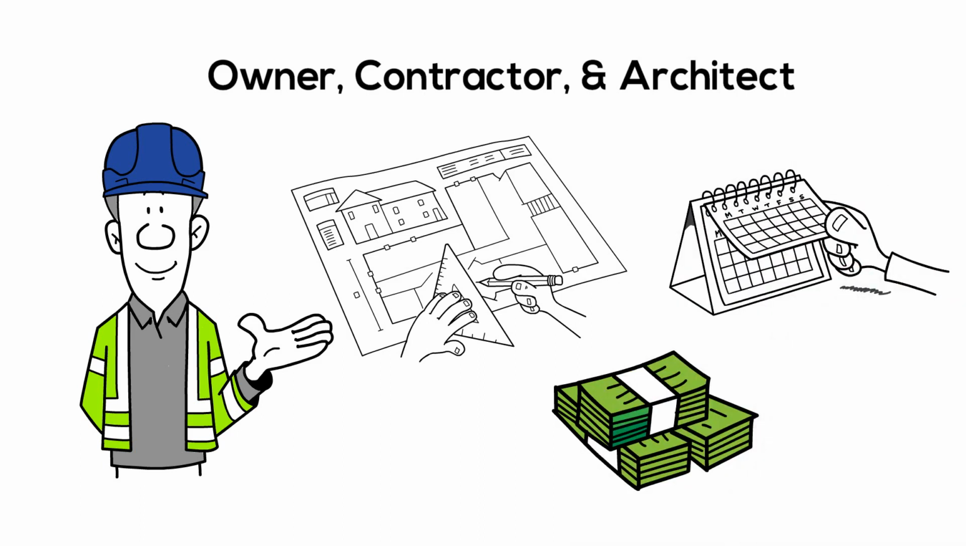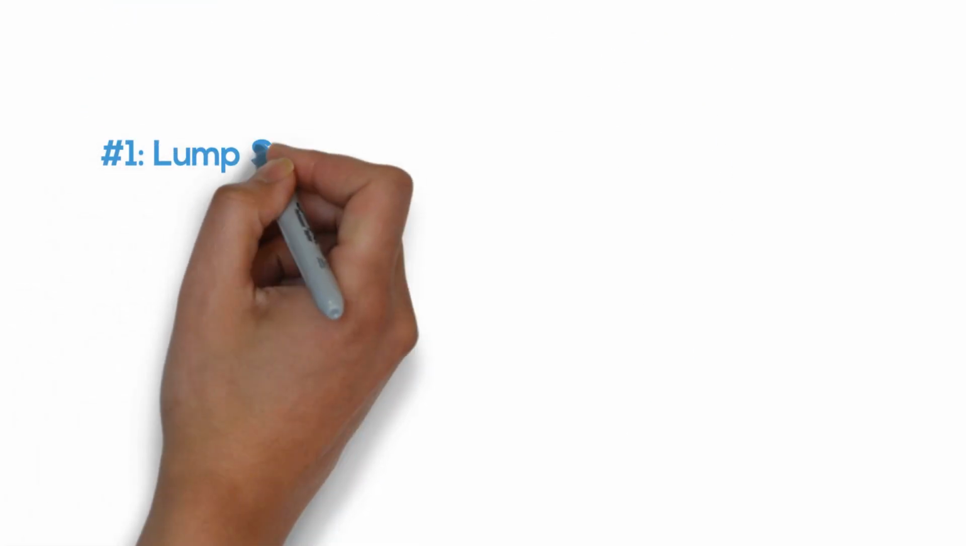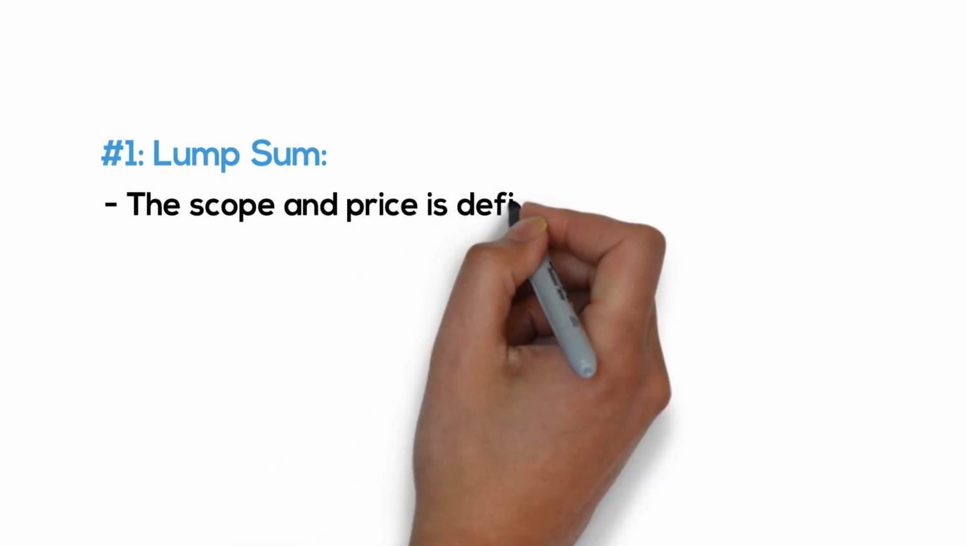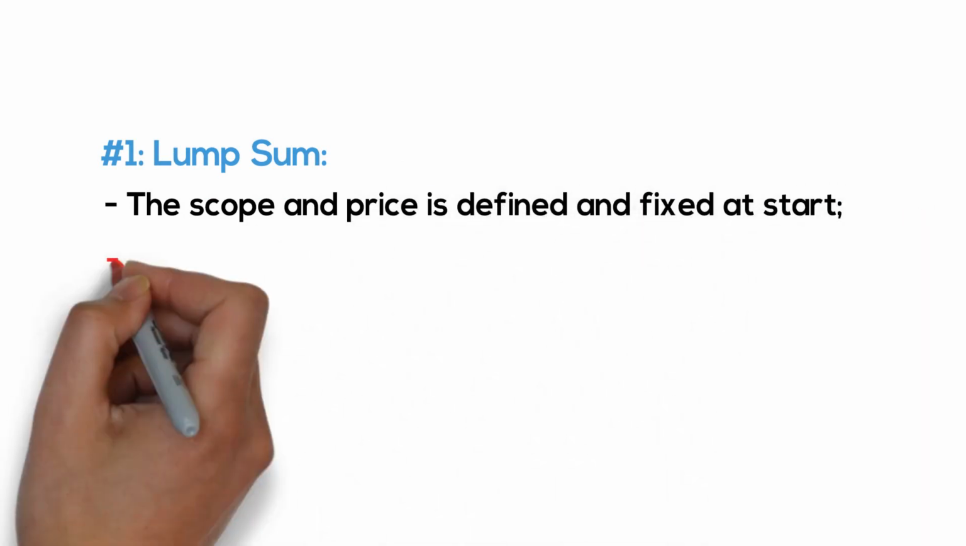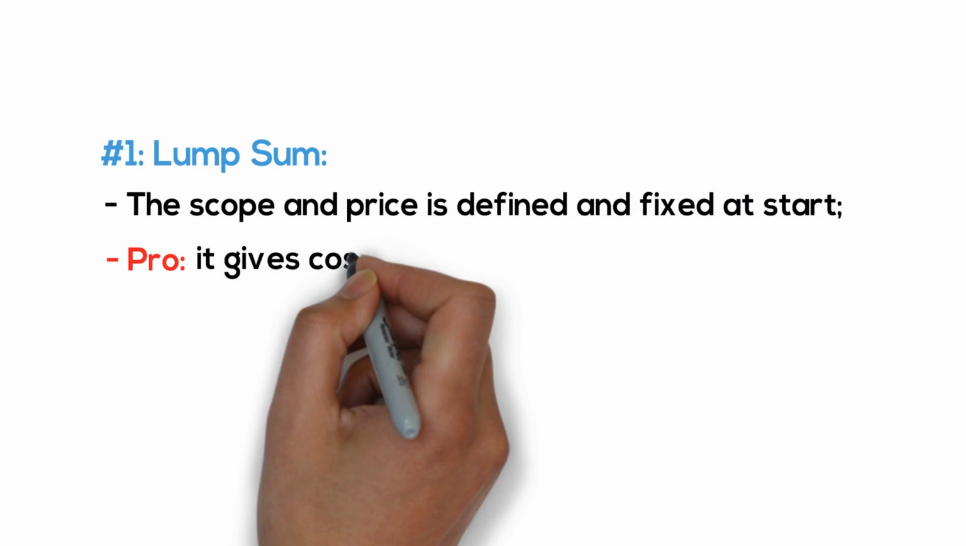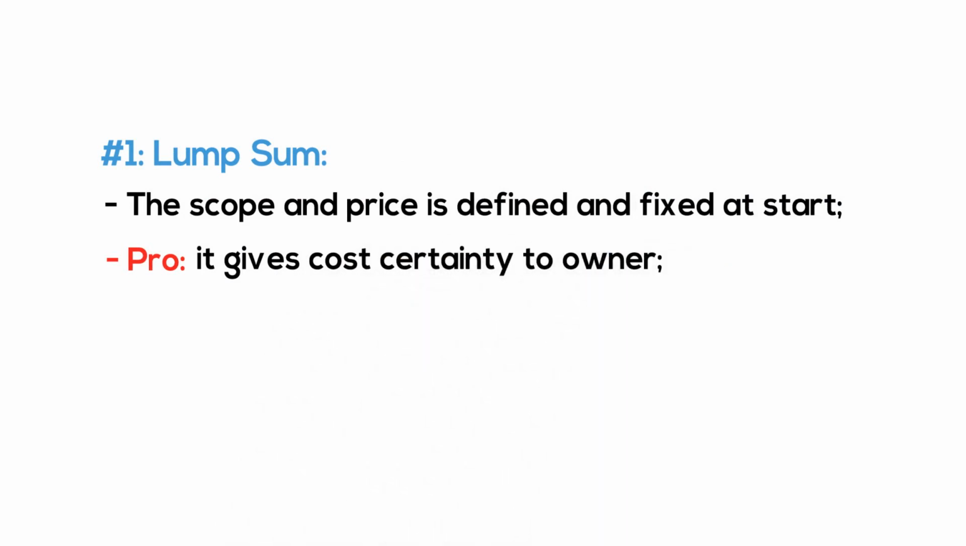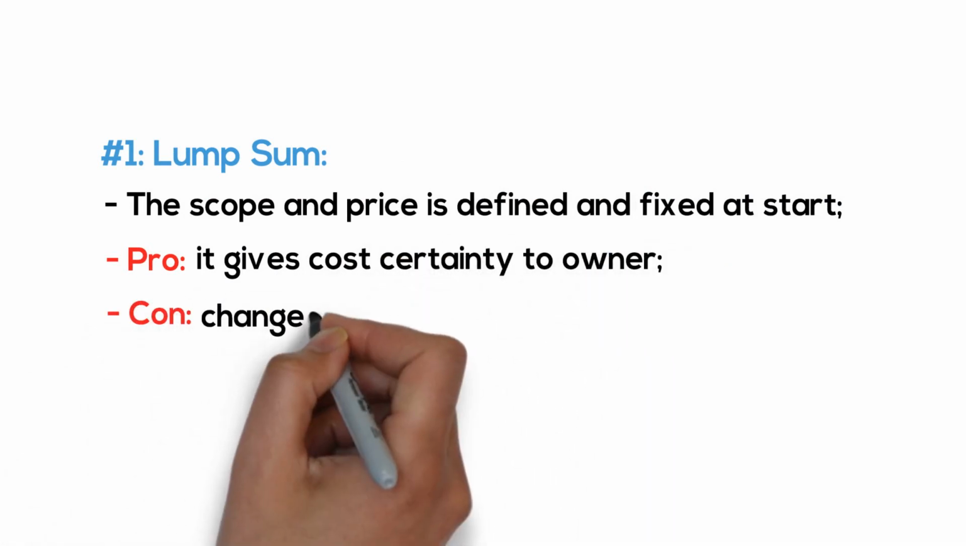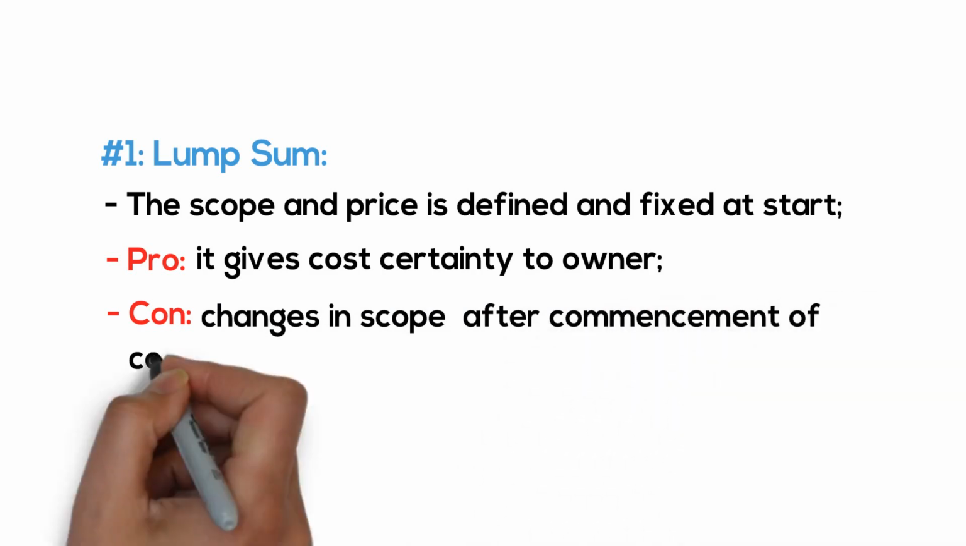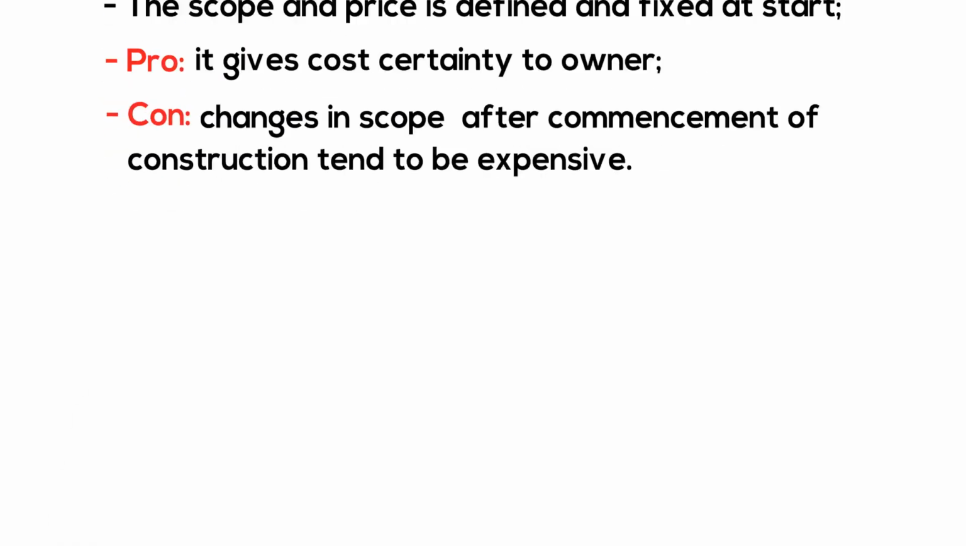There are different ways to structure contracts. Let's go over each one. Number 1. Lump sum. The scope and price is defined and fixed at start. Pro, it gives cost certainty to owner. Con, changes in scope after commencement of construction tend to be expensive.